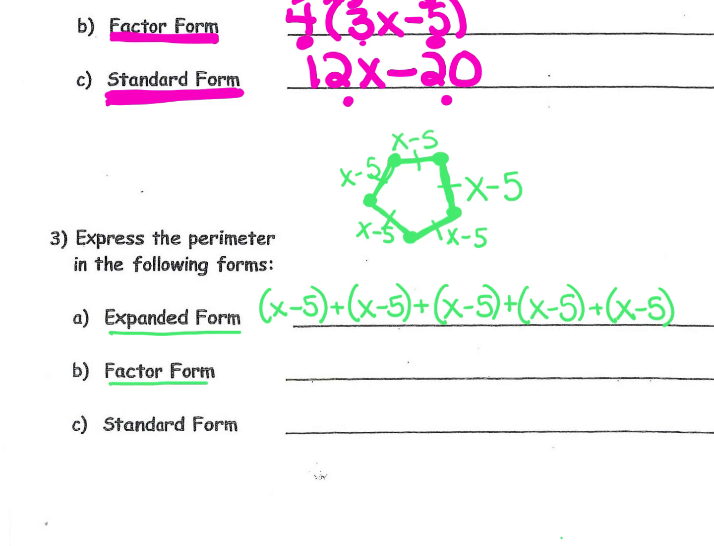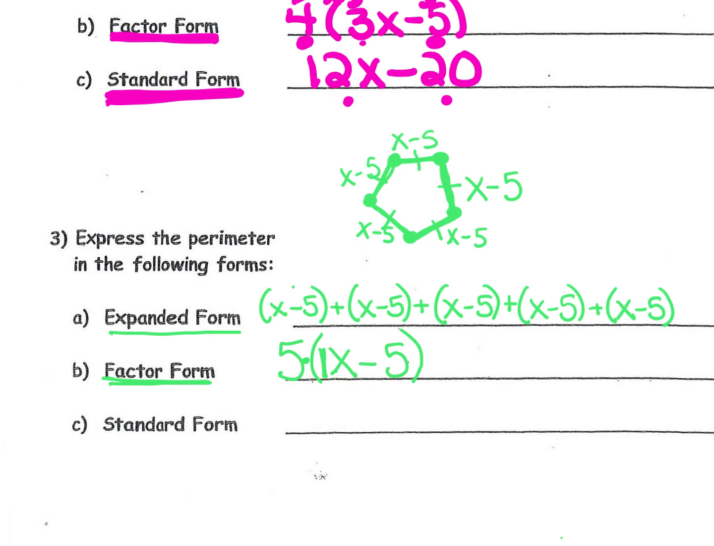But we can write this as a multiplication problem, or factor form. We have the quantity x minus 5 taken 5 times. So we can write 5 times the quantity x minus 5. We can even put a 1 in front of that x. That's written in factor form, or as a multiplication problem.